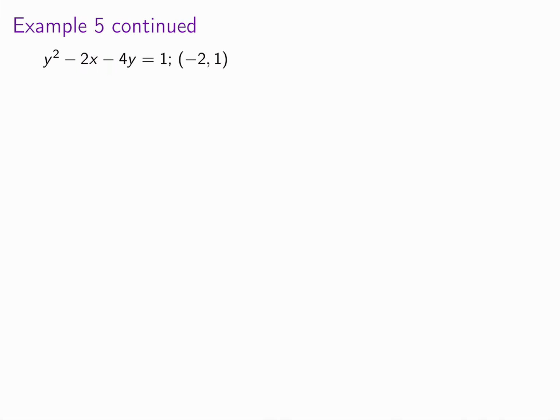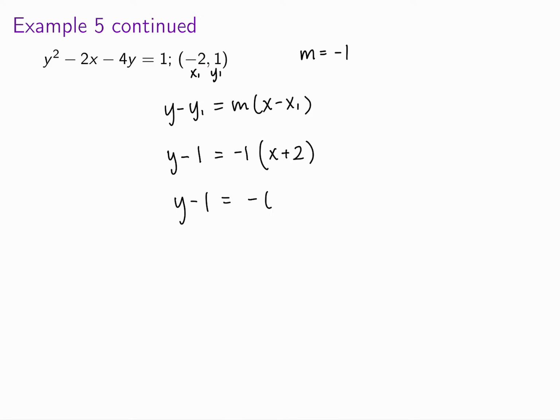So as a reminder, our point was -2, 1 and our slope was -1. Point slope form says y minus y1 equals m times x minus x1. And remember, our x1 and y1 were the point we were given, -2, 1. So we get y minus 1 equals our slope, which is -1, times x minus x1, which is -2. So y minus 1 equals -x plus 2. And that's perfectly fine for me in point slope form. But you may want to clean up and move it into slope intercept.